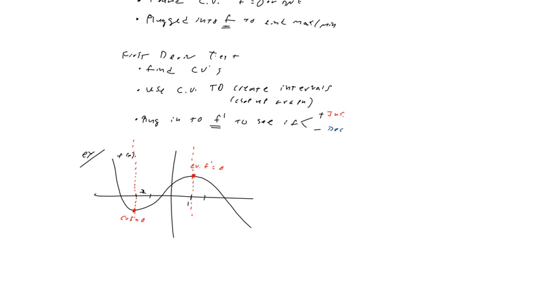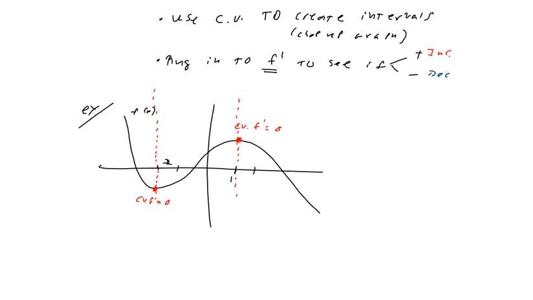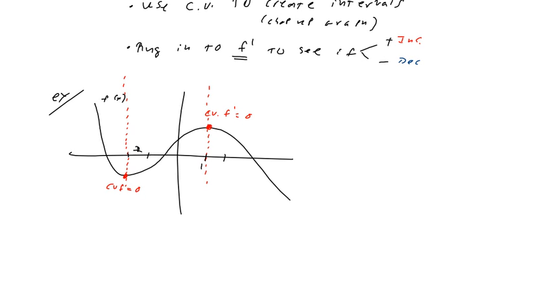I know it's a little odd to call it a test, but I know why. It's because you're testing the graph. That is what you're doing. Anyway, here's -2, and there's a +1, and we have these critical values. Here is a graph.